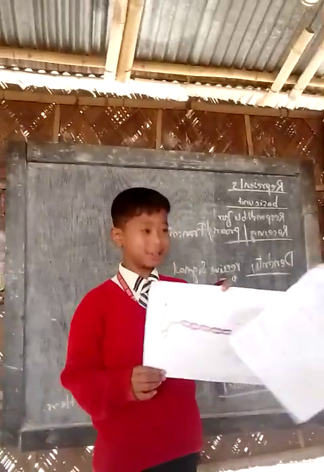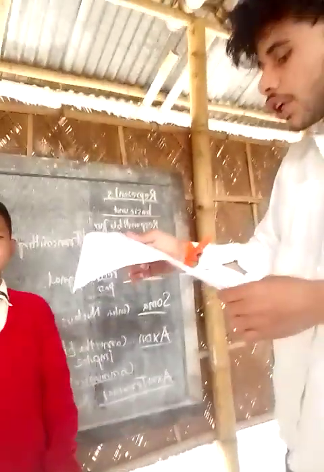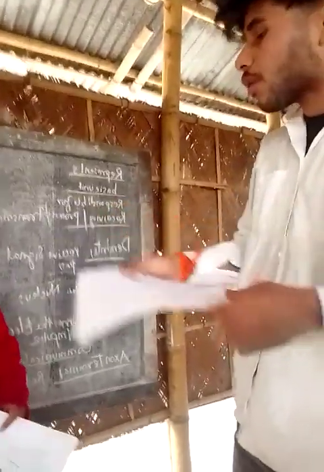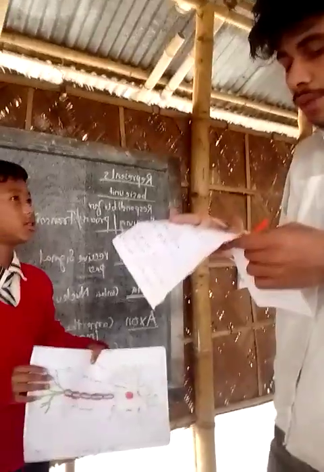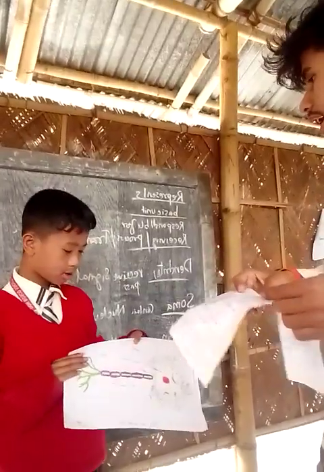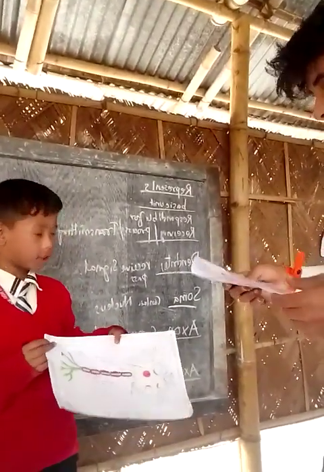Now let me ask one question related to the axon. Which part of the neuron carries messages away from the cell body? It's the axon. We are discussing the axon, so the answer is the axon.